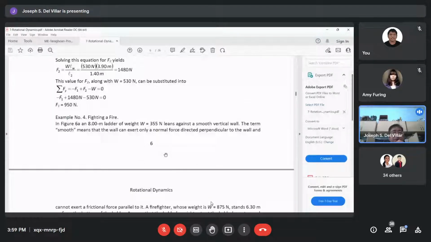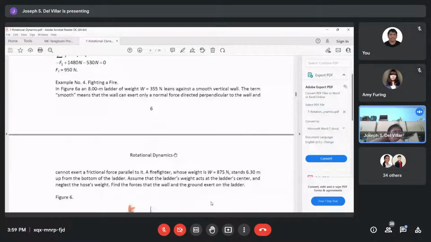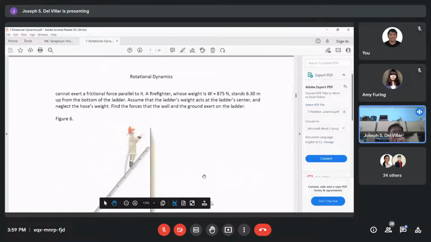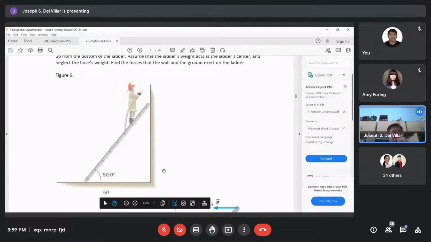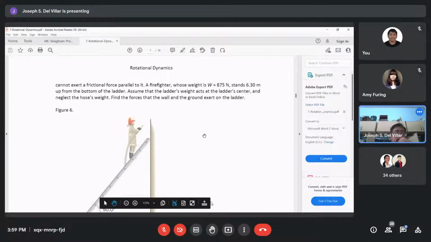Okay, let's move to fighting a fire. Okay, we have this one. In this figure, may tumatayo yung fireman, no? Ito yung wall, ito yung ladder where the fireman stands, and this is the ground. The ladder is placed 50 degrees with respect to the ground. Okay?